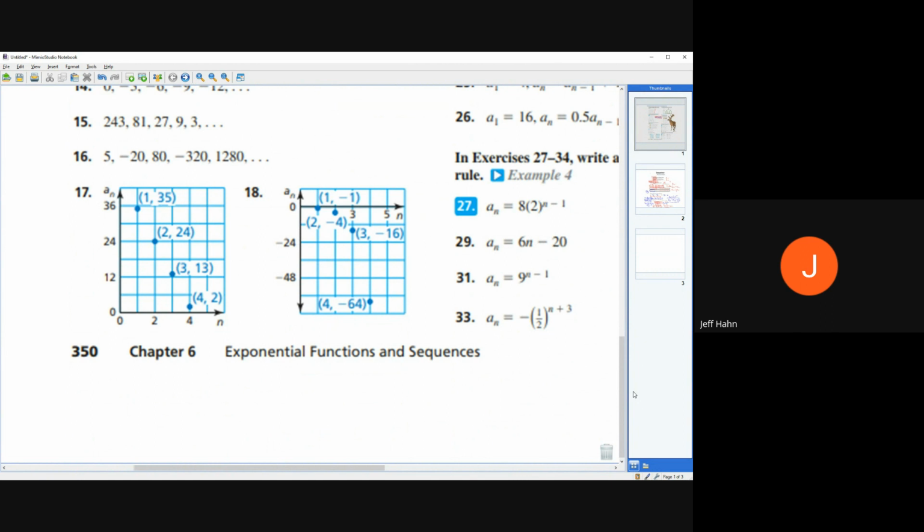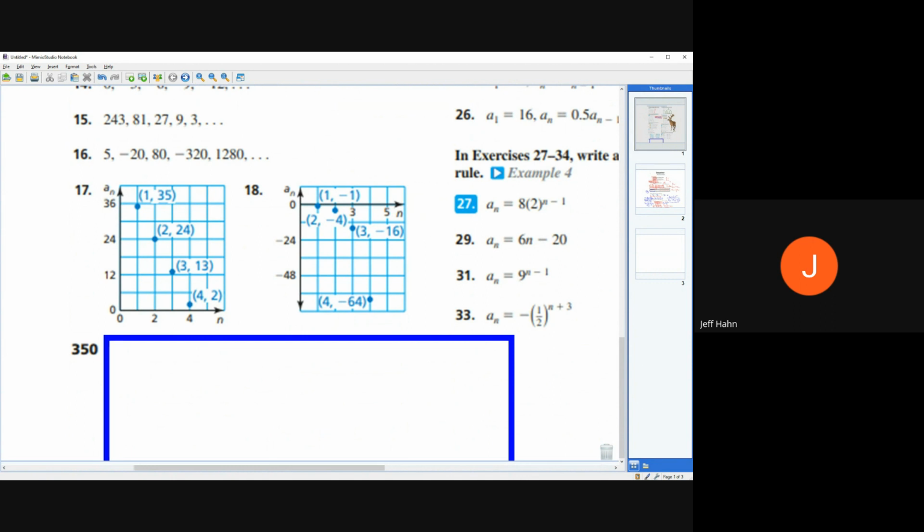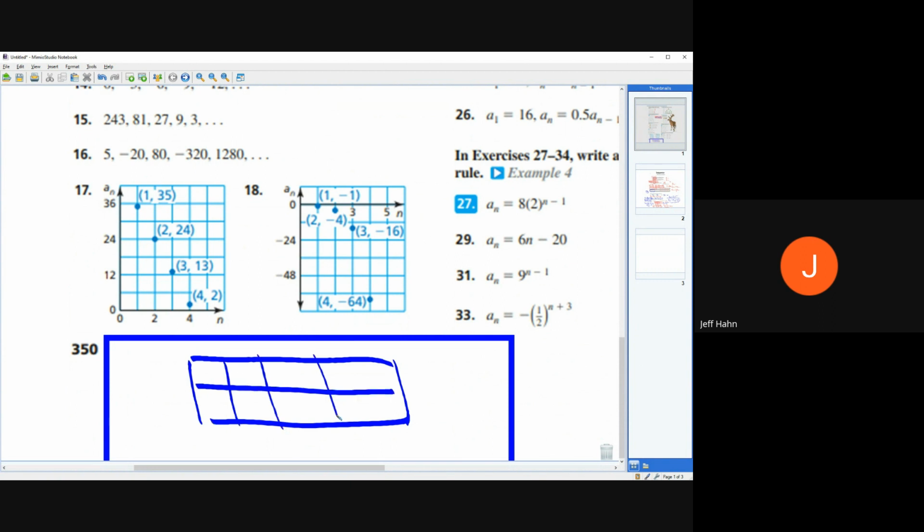I'd make a table. I love making tables because it just organizes my thoughts here. Usually the top of your table is the x value or the a sub 1 or the number of the term: first term, second term, third term, fourth term. First term is -1. Second term is -4. Third term is -16, and the fourth term is -64. Step number 1 complete. Thoughts are organized.